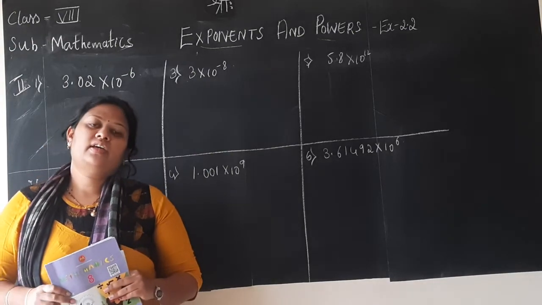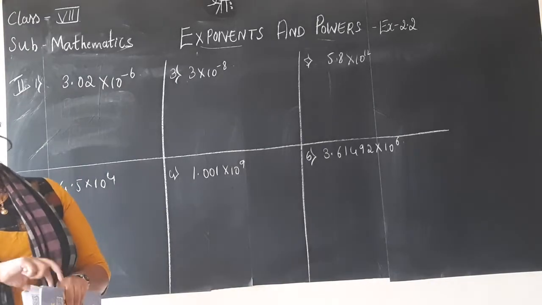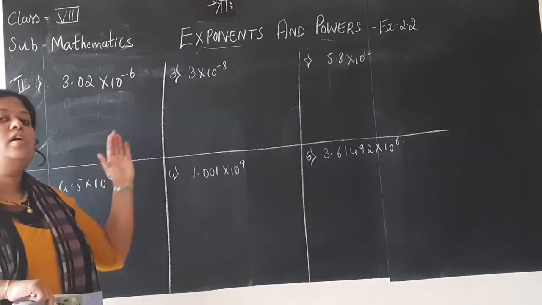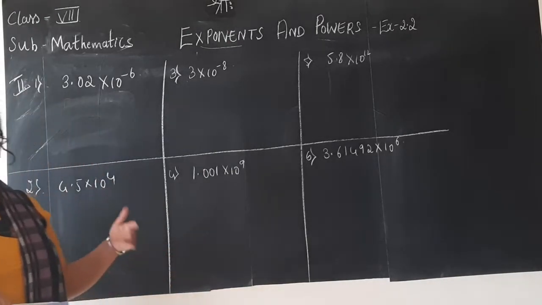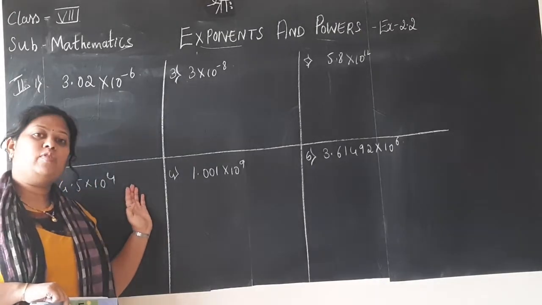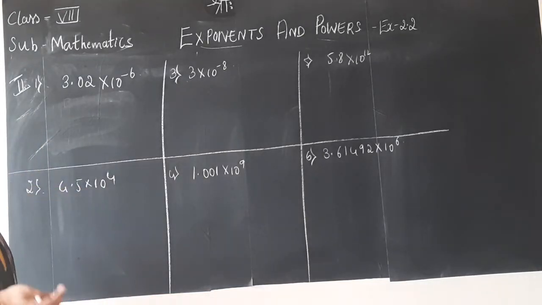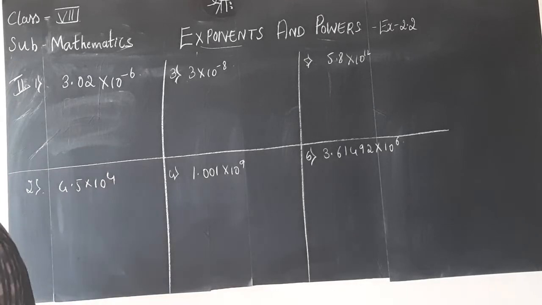So children, in the first main, we did: if any given number is in decimal form, how to write it in the standard form. In the second main, it is just the converse of it. Given the standard form, you should express the given numbers in their decimal form. It is very simple. Whatever you were doing there, you do the reverse process here, and you will get the answer.